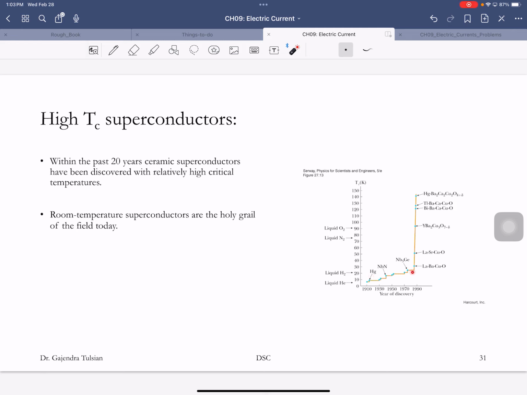And you see, we got nowhere for about 70 years. And then suddenly they started looking at materials that they had not looked at before, and the critical temperatures shot up.